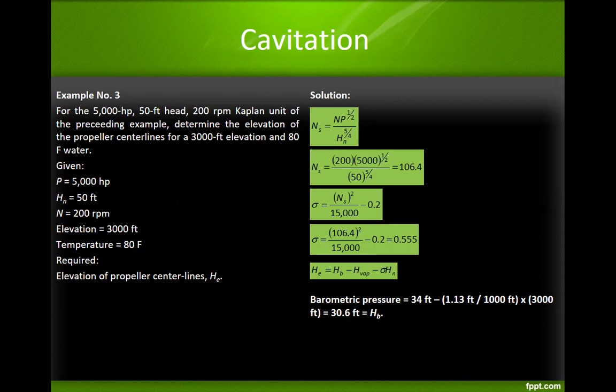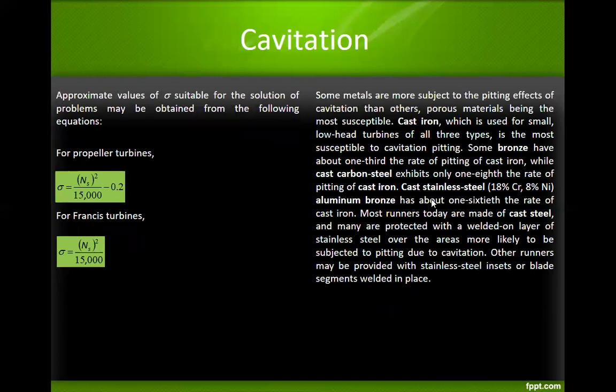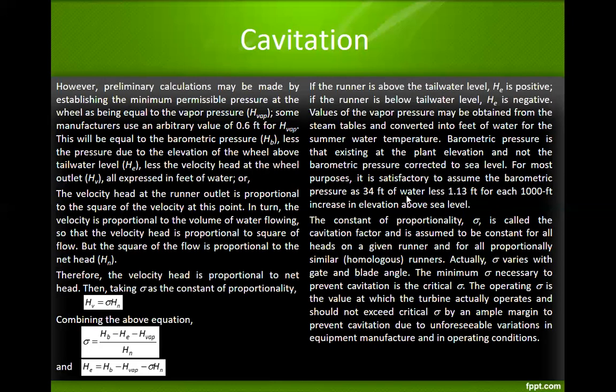So, sigma is equal to n sub s squared over 15,000 minus 0.2. Sigma is equal to 106.4 squared over 15,000 minus 0.2, which is 0.555. Then H sub s is equal to H sub B minus H sub V minus sigma H sub n. So the barometric pressure H sub B is 34 minus 1.13 over 1,000 times 3,000, which is 30.6 feet. This is your H sub B, right?